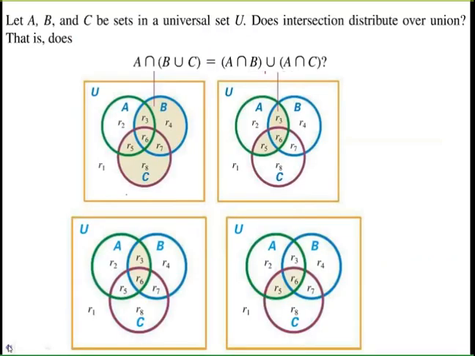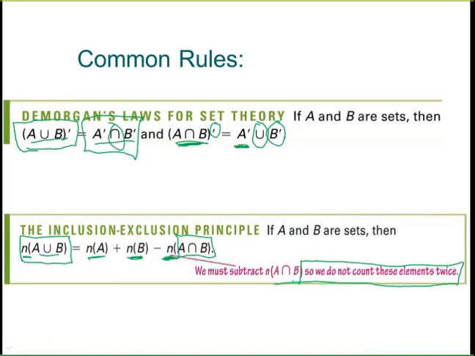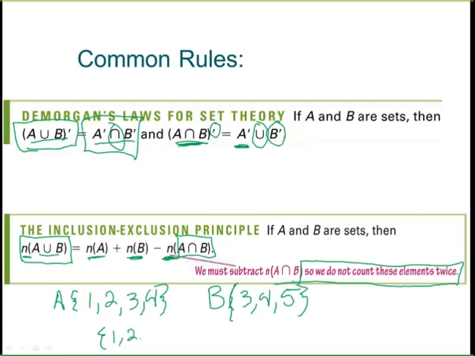And here, let me show you a quick example of this last one. So let's say A was 1, 2, 3, 4. And let's say B was 3, 4, 5. So if I want to find the cardinal number of their union, first of all, the union would be 1, 2, 3, 4, 5. So the cardinal number is 5. There is a total of 5 elements in that set.